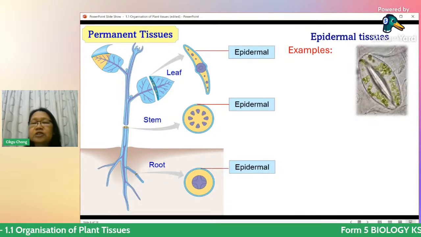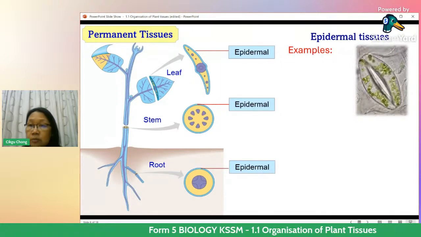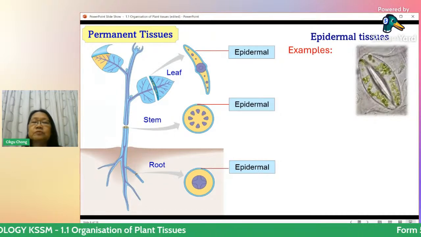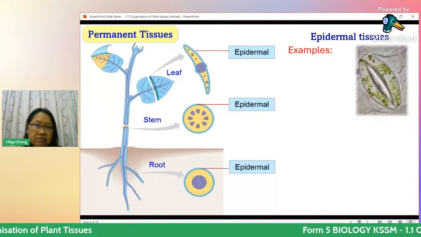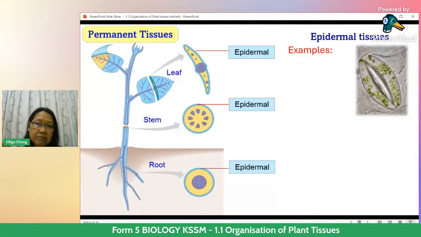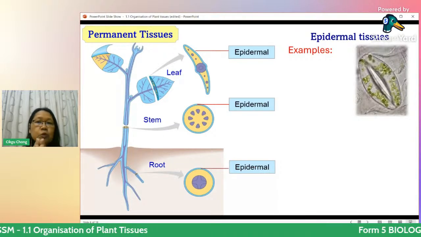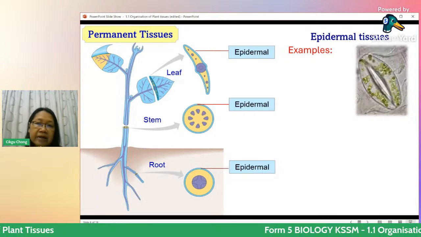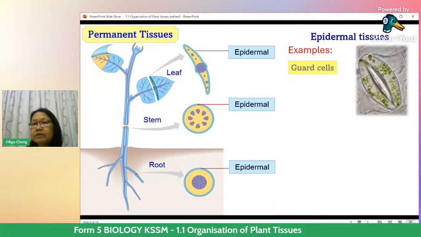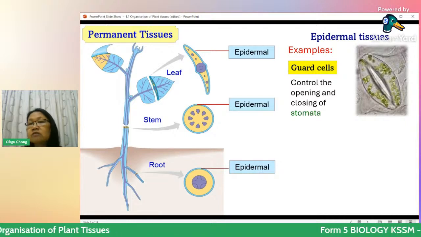All right, now this is actually a picture of guard cells, a pair of guard cells which surround a stoma. So this guard cell is an example of epidermal tissue. This example is a modified one, because the neighboring cells are epidermal cells, right? But this is modified. The shape is very specific and unique, so that it will curve and bend and expose the stoma when water enters the guard cells. Example, guard cell. The function of the guard cell is to control the opening and closing of the stoma.